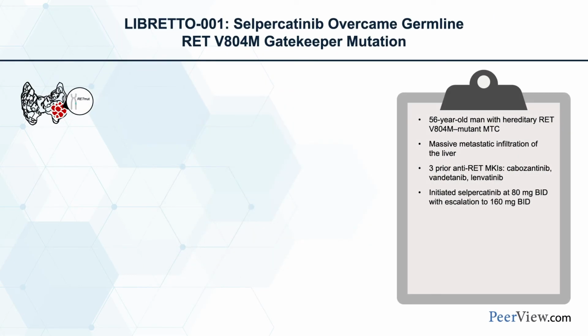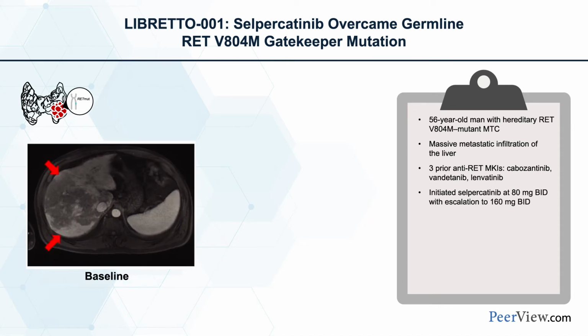Now, a couple of really interesting points. I pointed out early on that the RET V804M gatekeeper mutation, there were patients that had this. And what's interesting is that selpercatinib was active against this gatekeeper mutation. Analogous mutations in other kinase domains are often associated with resistance.